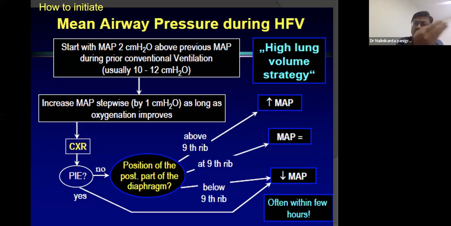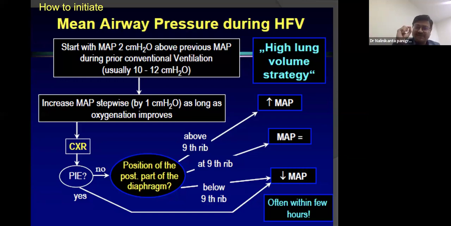You can choose more than 2. If it is 10 there, choose 12. If it is 11 MAP in conventional ventilation, choose 13. So you can choose. But if you don't want to go for a high volume strategy, and you want a low volume strategy or optimum volume strategy like in CDH, air leaks, then use the same mean air pressure that was used in the conventional ventilation, directly you can choose.